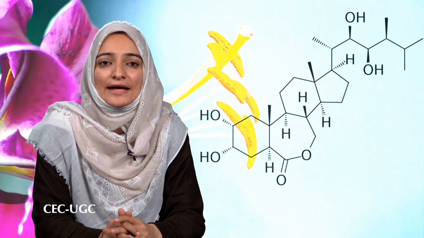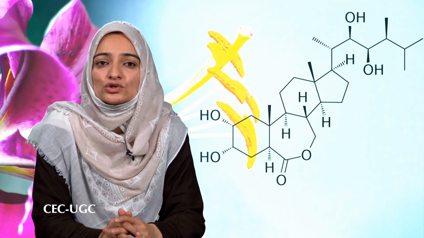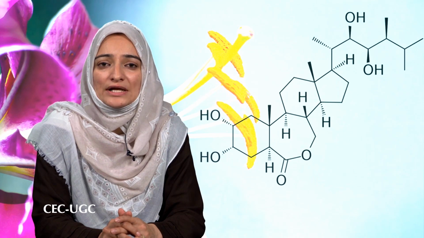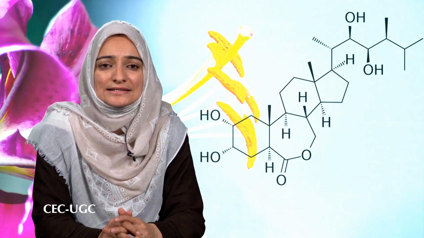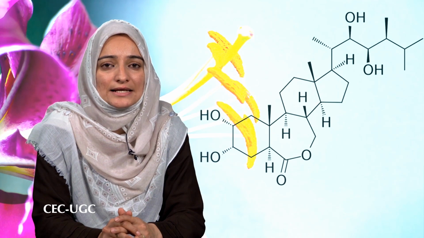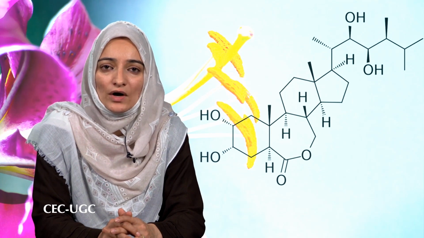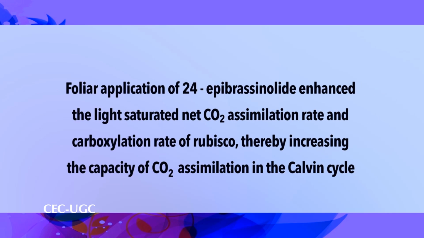Foliar spray of aqueous solution of brassinosteroid to wheat and mustard, 24-epibrassinolide to seedlings of cucumber and brassinolide to rice increased the rate of carbon dioxide assimilation. Likewise, the foliar application of 24-epibrassinolide enhanced the light saturated net carbon dioxide assimilation rate and carboxylation rate of rubisco, thereby increasing the capacity of carbon dioxide assimilation in the Calvin cycle.